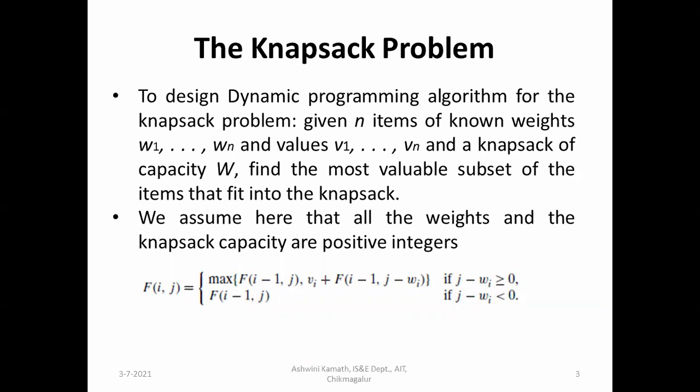Okay, j is the capacity of the knapsack, or the remaining capacity of the knapsack, and i is the ith item. wi means the weight of the ith item. So if the weight of the ith item is equal to or less than the capacity of the knapsack, then only you can add it into the knapsack.